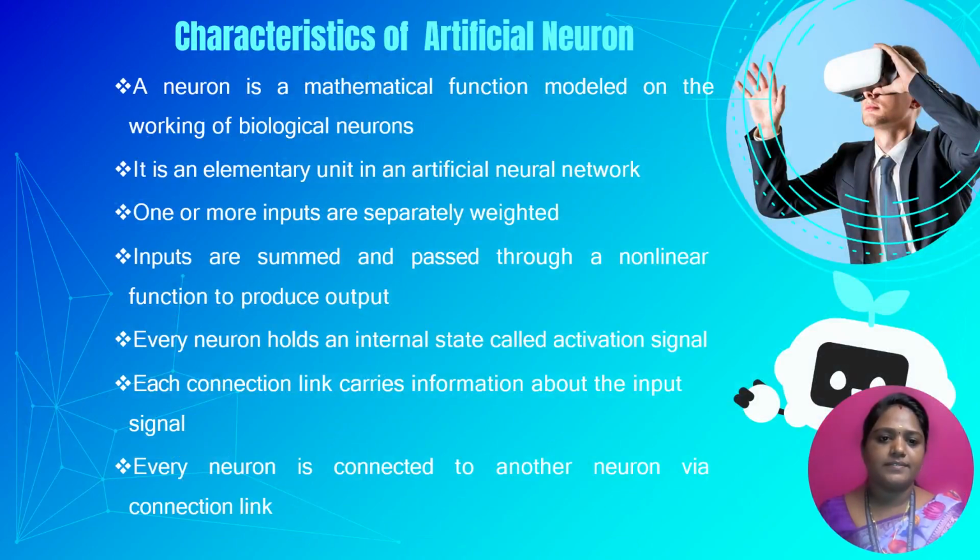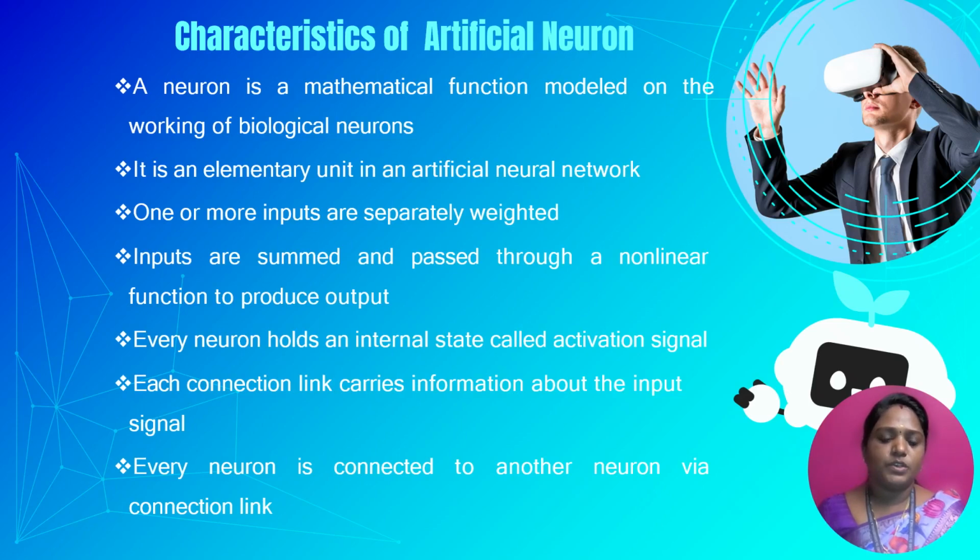Let's see the characteristics of artificial neurons. Each and every node or neuron is interconnected, and mathematical functional models are applied, working like the biological neurons. Each node can be represented as an element unit in an artificial neural network. One or more inputs are separately weighted. Each input unit has a separate weight, and then these weights and inputs are summed up and passed through non-linear functions that are mainly used to produce the output of the information.